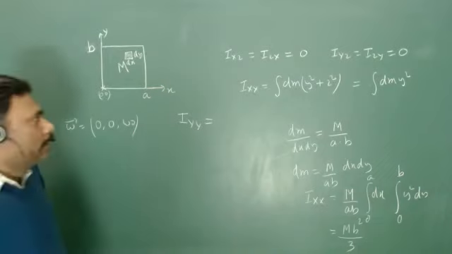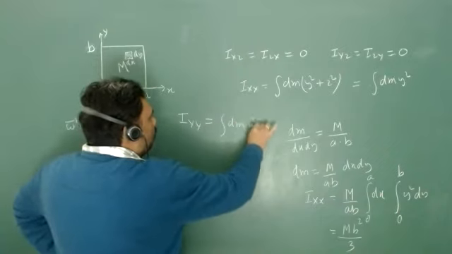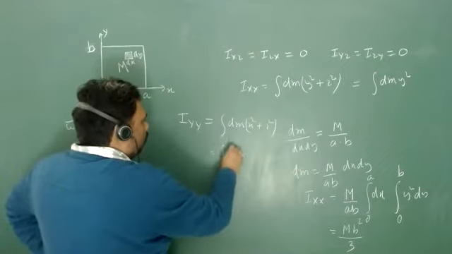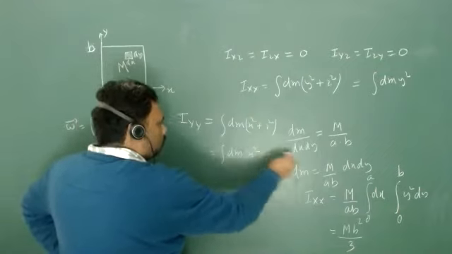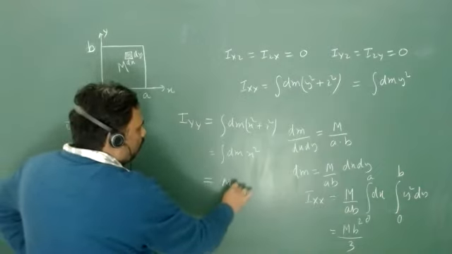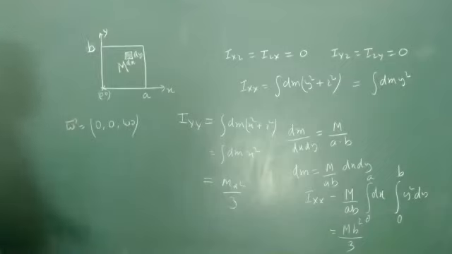Very good, m a square by 3. What will you calculate? dm x square plus z square, and z is equal to 0. Again you will go for dm x square. You will use the same concept and I think you can get m a square by 3. Now what will be I zz?